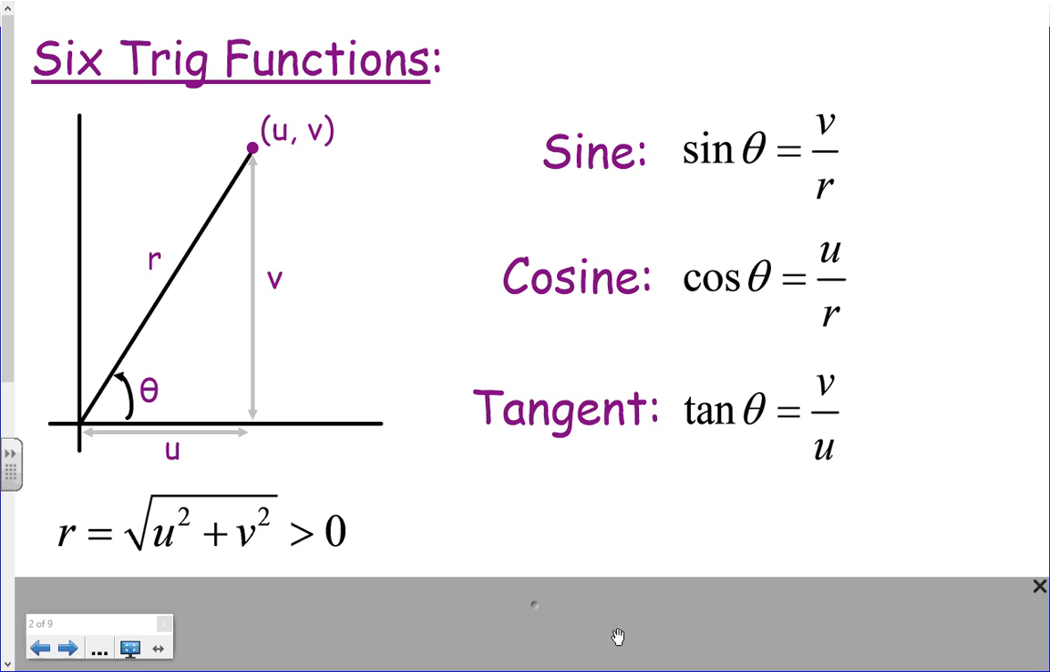And of course, if you know the point UV, you can always calculate R. R is just simply the square root of U squared plus V squared, and that is always a positive value. It's a positive number. All right, so there's what we know for sine, cosine, and tangent. In fact, we didn't talk about tangent in the previous section, but based on our discussion there, you probably could have come up with this fact here, that tangent of theta must be equal to V over U.